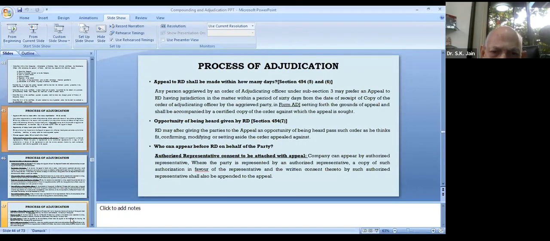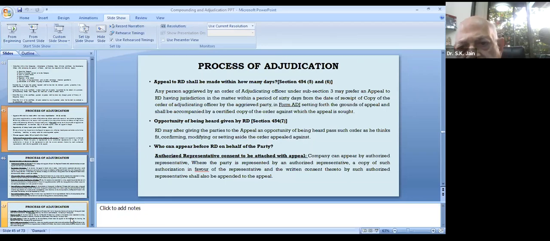Under the process of adjudication, an appeal can be filed to RD. Within how many days? Any person aggrieved by an order of the adjudicating officer under section 3 may prefer an appeal to the RD having jurisdiction in the matter within a period of 60 days. So ROC as adjudicating officer has passed an order. After receipt of the order, within 60 days, a person, the company, or the officer in default can file an appeal before RD, from the date of receipt of the copy of the order.